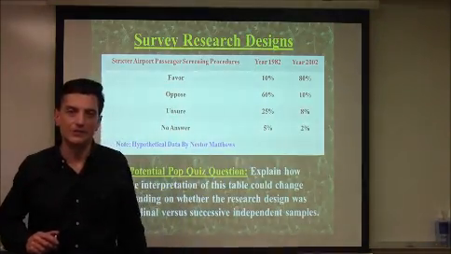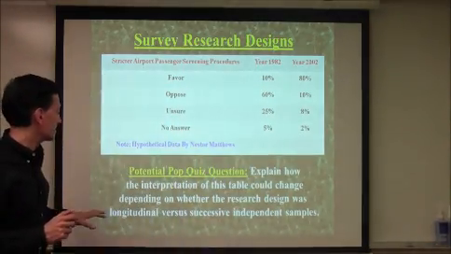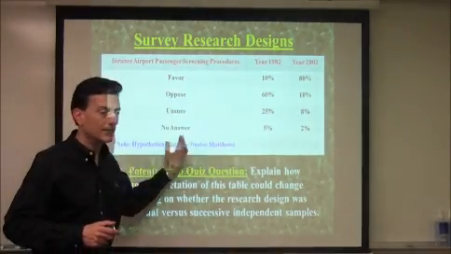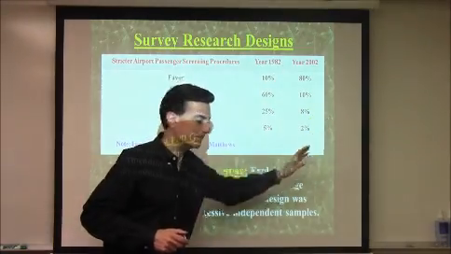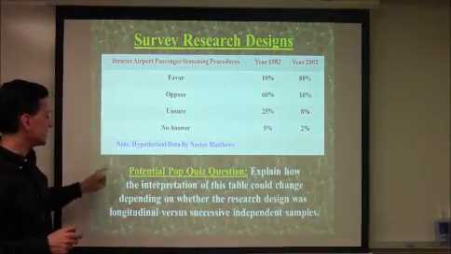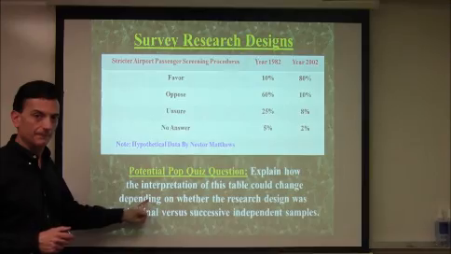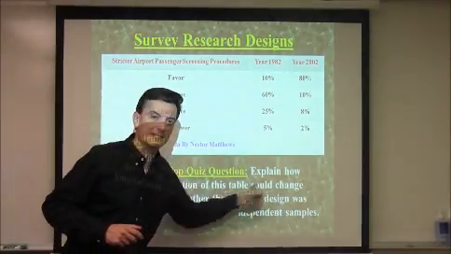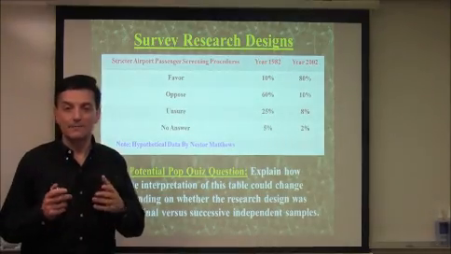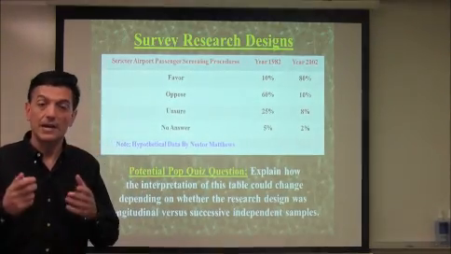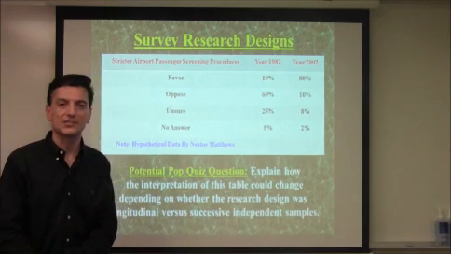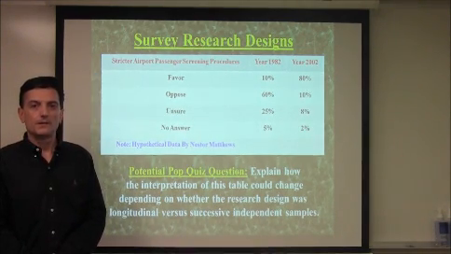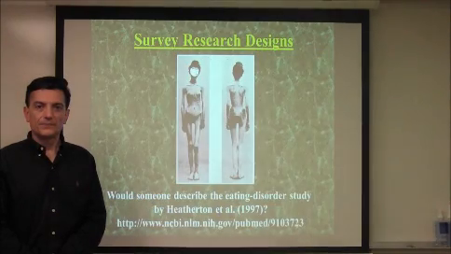So what we might ask is something along the lines of, how would we begin to interpret this outcome, this change that we see from 1982 to 2002, if we had administered this in accordance with a longitudinal design versus if we had administered this in accordance with a successive independent samples design? We get potentially very different kinds of interpretations, and I'd like you to spell out what those interpretations are. We'll let you stop the video and respond to that pop quiz question.